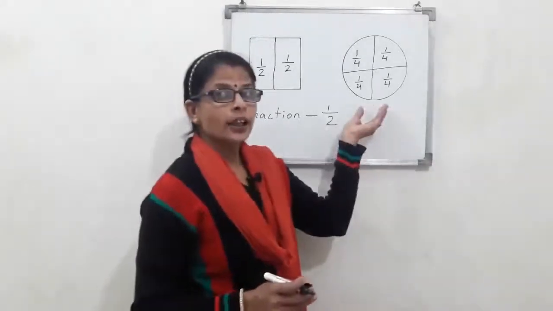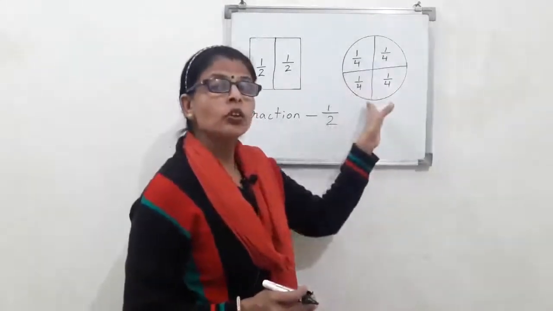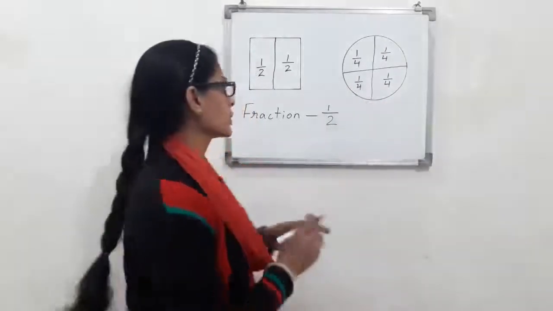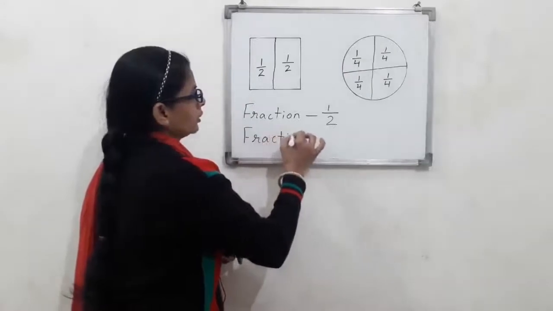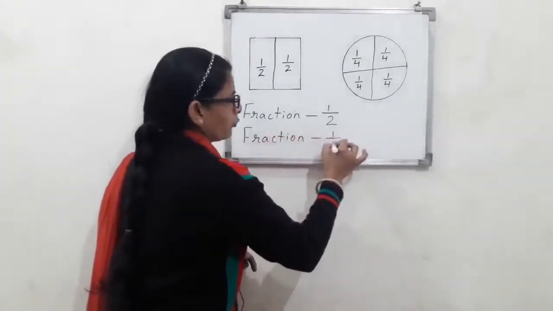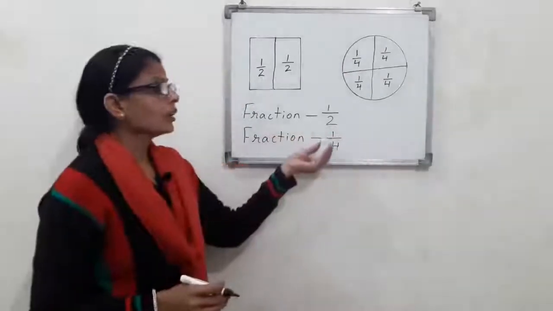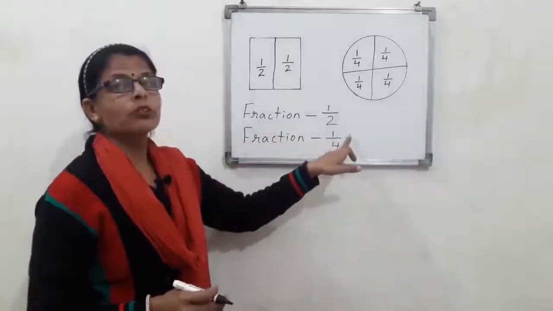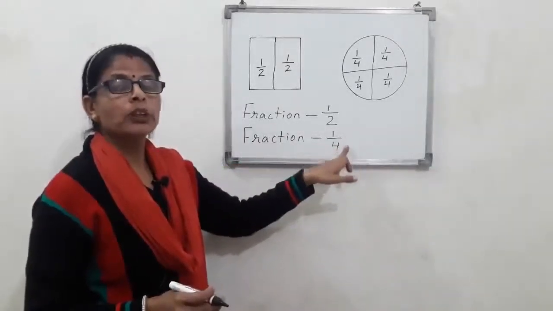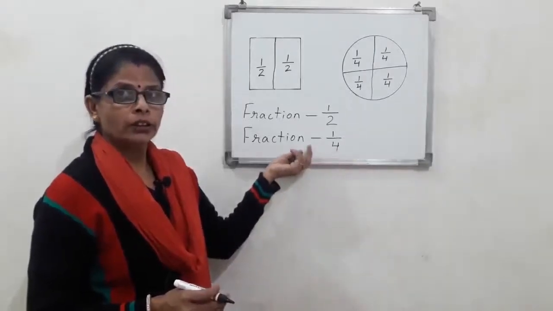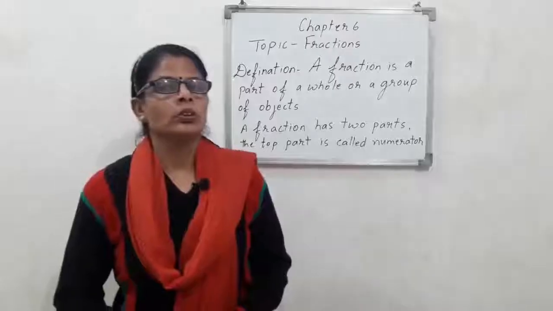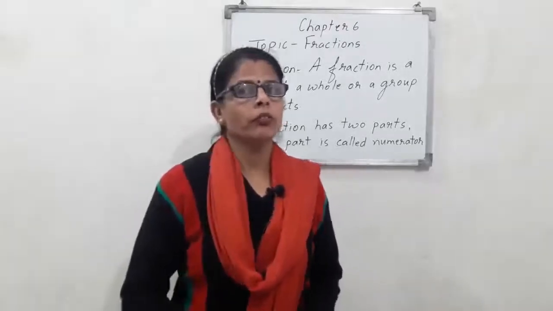This is a circle and we have divided the circle into four equal parts. So what is the fraction here? The fraction is 1/4, right? When there is a line between two numbers, that represents a fraction. Clear? So today we are going to learn about fractions.